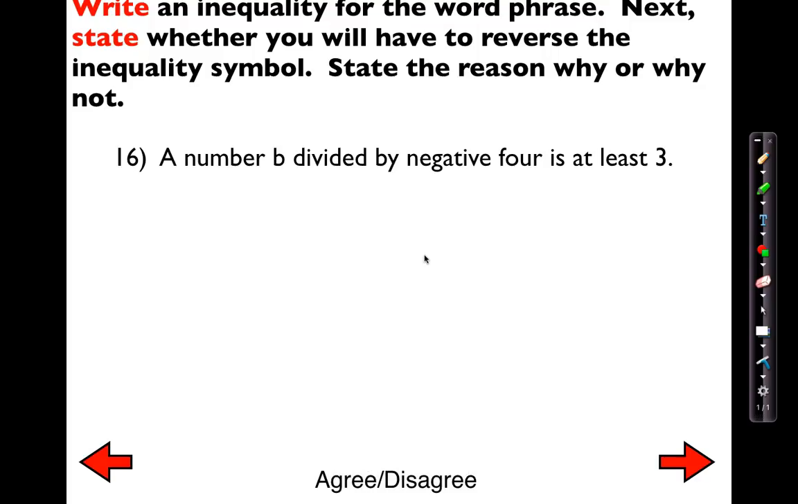Okay, let's take a look at number 6. Same instructions. A number b divided by negative 4 is at least 3. Okay, so b divided by negative 4 is going to look like this: b divided by negative 4 is at least 3. So at least 3 means it can be 3 or it could be greater than 3. So for those reasons, I'm going to go ahead and say that it's greater than or equal to 3. So this would be my inequality.